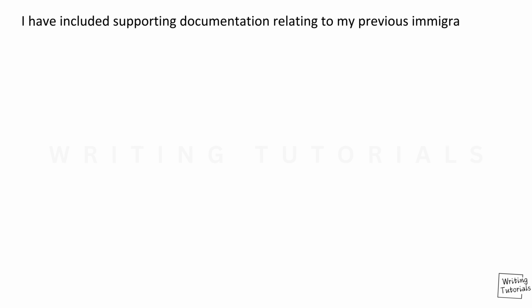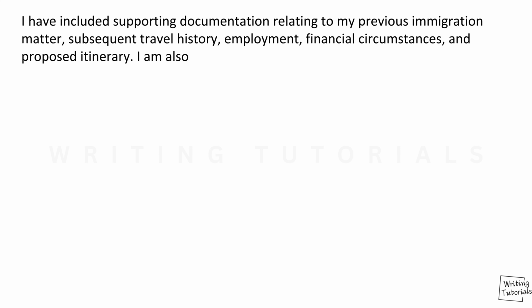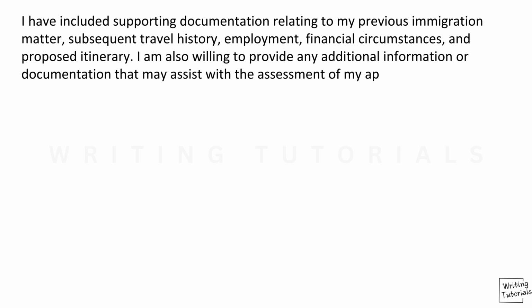Next, identify your supporting documents. The sample says, "I have included supporting documentation relating to my previous immigration matter, subsequent travel history, employment, financial circumstances, and proposed itinerary." This tells the visa officer that the explanation is supported by evidence. The applicant also says, "I am also willing to provide any additional information or documentation that may assist with the assessment of my application." This keeps the tone cooperative and professional. When preparing your own letter, make sure the documents you mention are actually included. Do not list evidence that you have not provided.